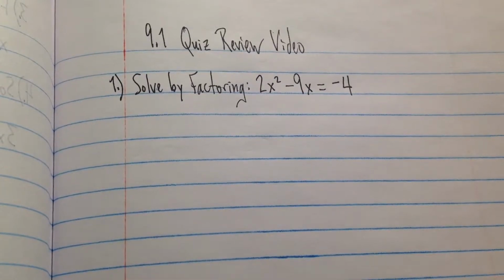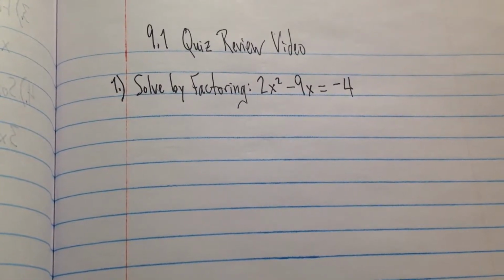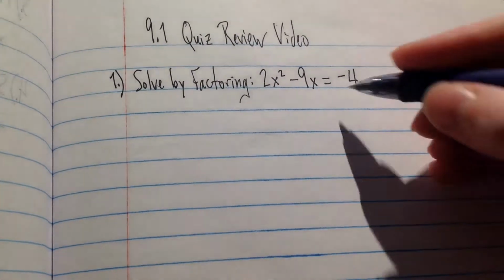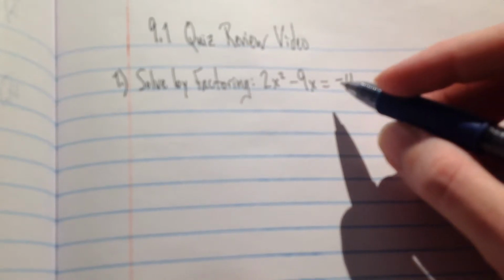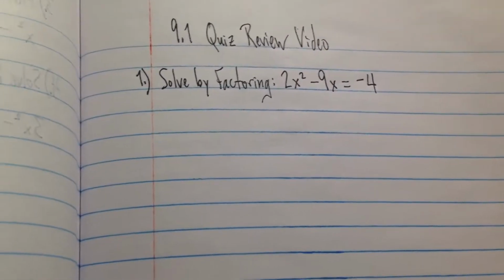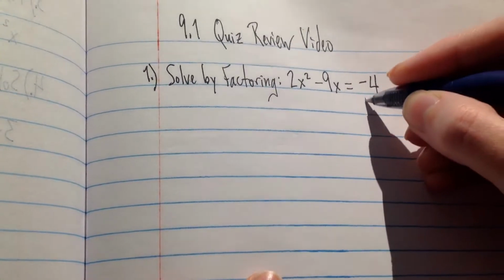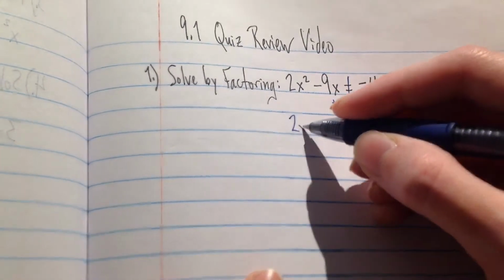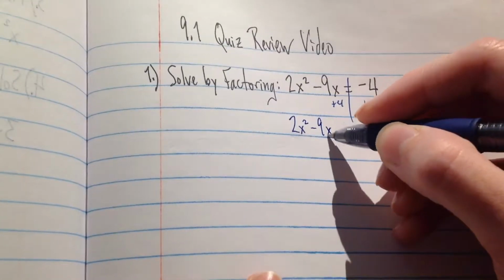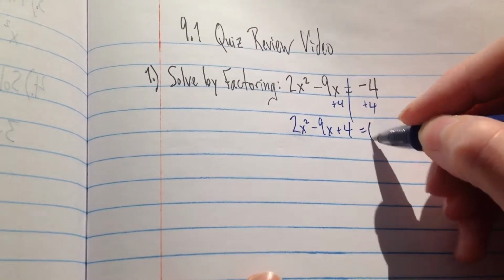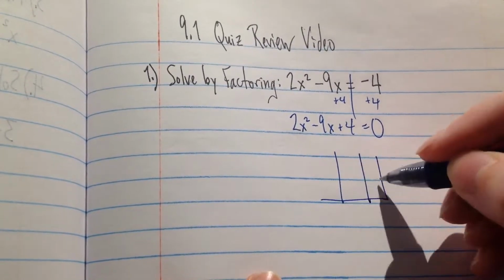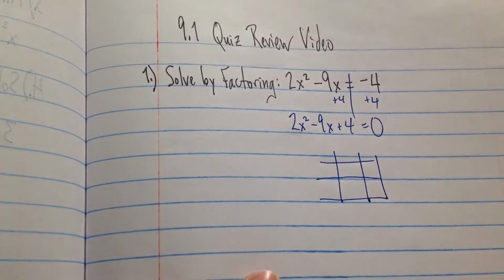Alright, if you're still here, hopefully that means that you have tried solving the equation and you have your solutions. So let's check and see if you did it right. First thing, if we want this to be factored, we got to set it equal to 0, which means we need to get rid of that negative 4. So we're going to do plus 4 on both sides here, giving us 2x squared minus 9x plus 4 equals 0. So now we have our trinomial, and we can factor it up using the box.